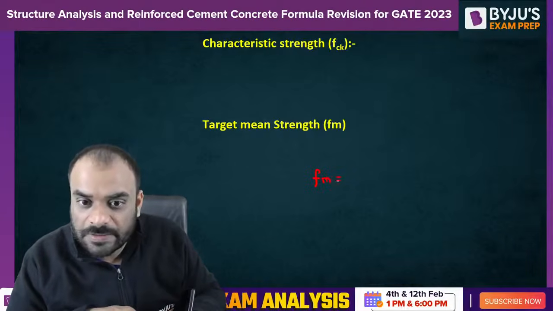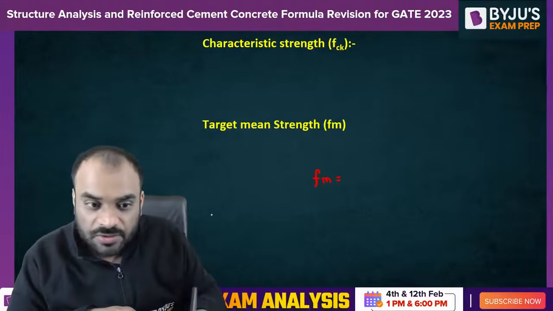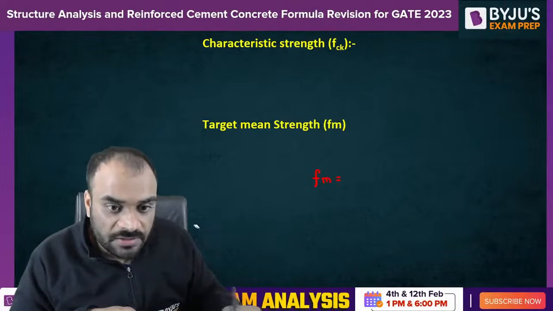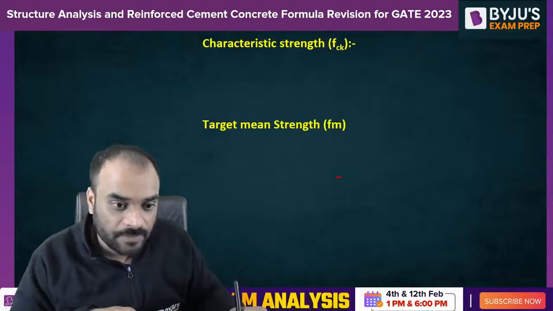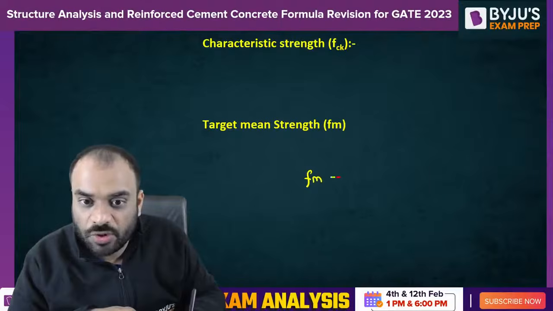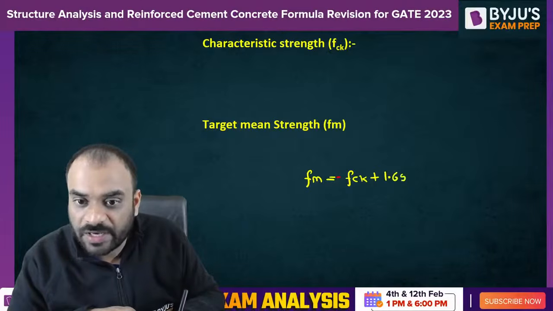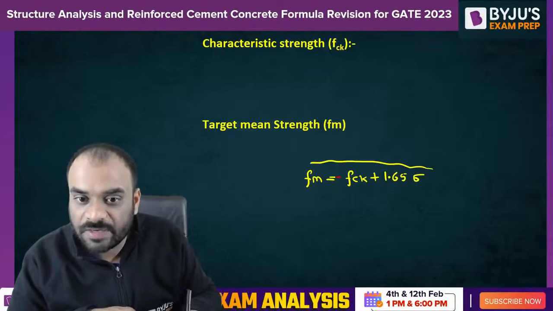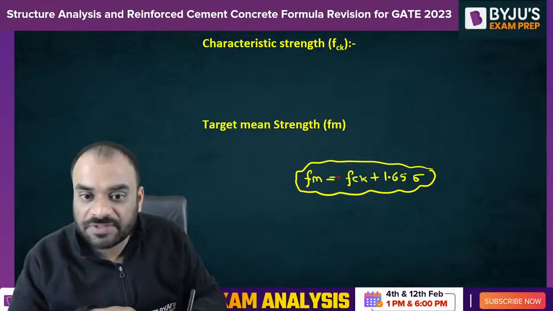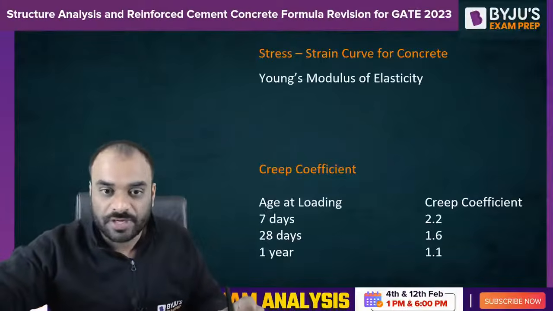FM is equal to, let me use a different color so that everyone can see it properly. Okay, so what we can write here, FM is equal to FCK plus 1.65 sigma. Now what is sigma? Sigma is nothing but the standard deviation, FCK is the characteristic strength, and FM is the target mean strength value, right?